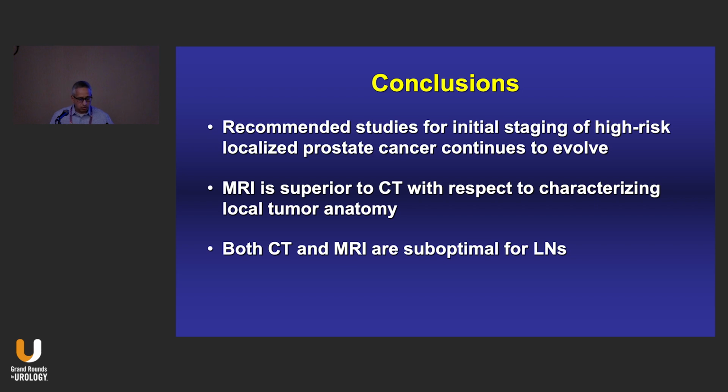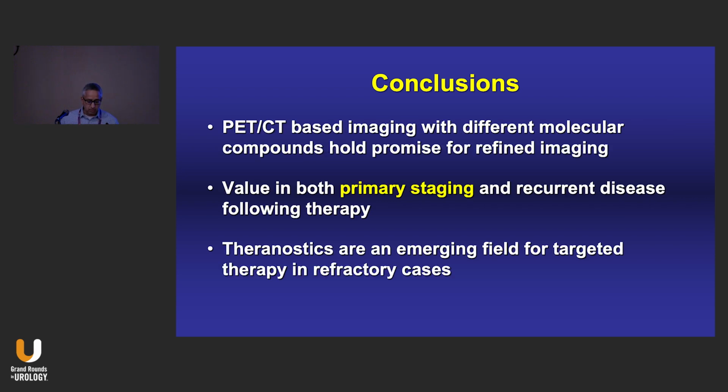So my conclusions are, I think that conventional imaging continues to change over time. MRI is superior to CT for local tissue anatomy. They're both suboptimal for characterization of lymph nodes. PET-CT-based imaging, I do believe, is the future both for primary staging as well as recurrent disease after therapy. And I really think theranostics is an emerging field for targeted therapy, not only in refractory cases, but perhaps it's going to move earlier into the treatment algorithms as time goes on. Thank you very much.